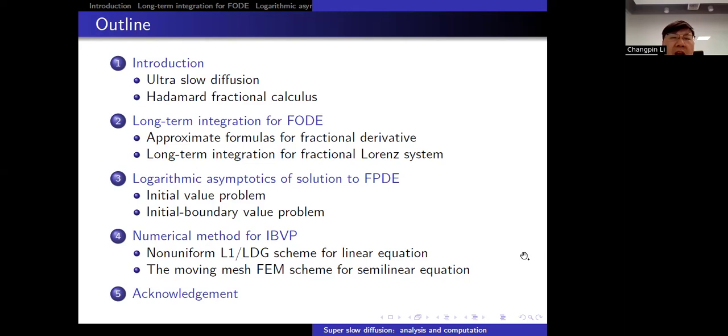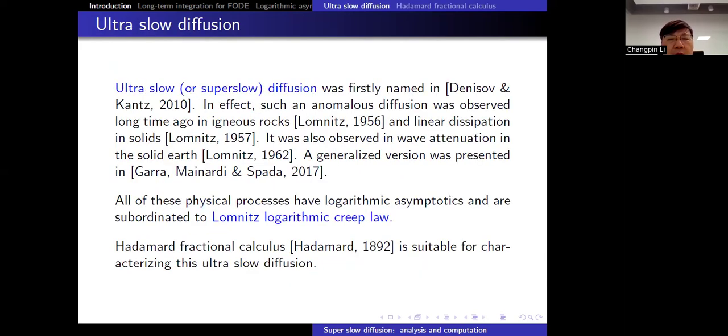Okay, what is ultra-slow diffusion? Ultra-slow or super slow diffusion was first named in this paper, which appeared in EPL.